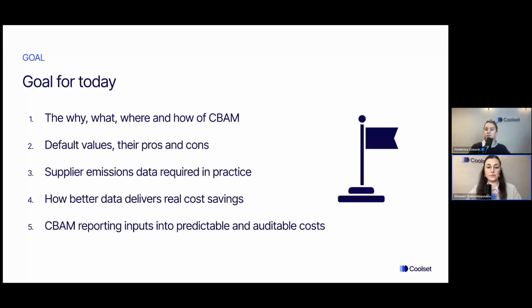And some goals to outline for today. I assume all of you here are interested in the CBAM, so we'll talk you through the why, the what, the where, and the how, giving you a bit more context and understanding. We'll be diving deeper into default values, their pros and cons, and supplier emissions data and how and when it's required in practice. You should leave with a better understanding of how better data can deliver real, tangible cost savings and how you can bring that back to the boardroom or your company. And finally, how CBAM reporting inputs into predictable and more auditable costs. So again, that tangible business side.